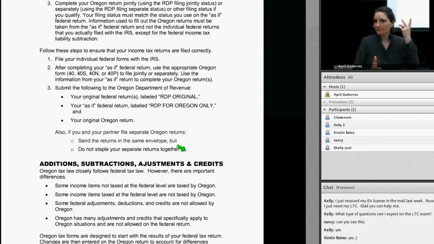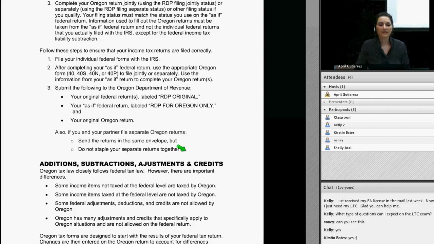So you prepare the software with single for the filer or head of household for the filer, whatever the filing status they meet at the federal level, and you transmit it that way to the IRS. After it's transmitted to the IRS, you switch or toggle the filing status to RDP filing separately and transmit to Oregon, and it's able to carry all of that information electronically quite successfully.